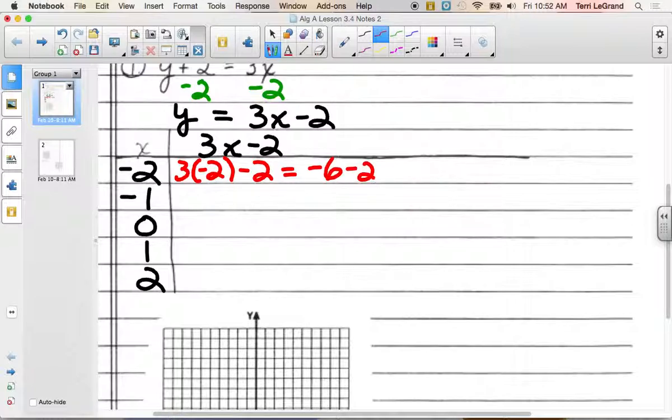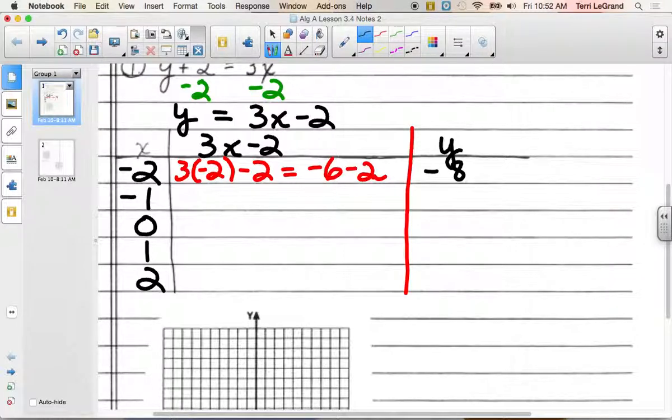Take away 2. And now we say, okay, I think I'm ready to say this is how much room I need. I can put my y value over here. What is my y value? Negative 8.